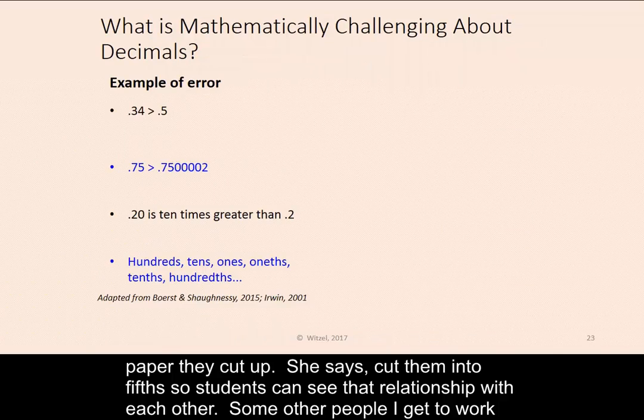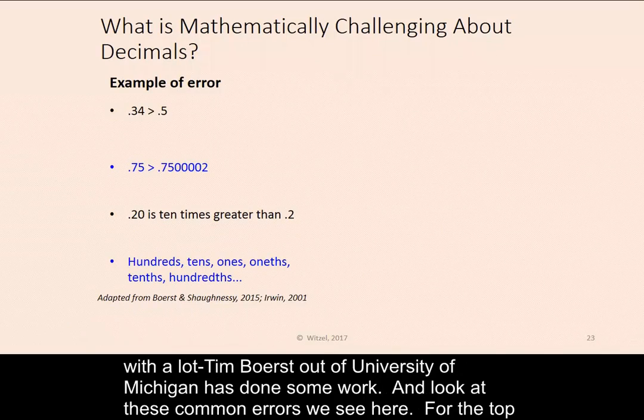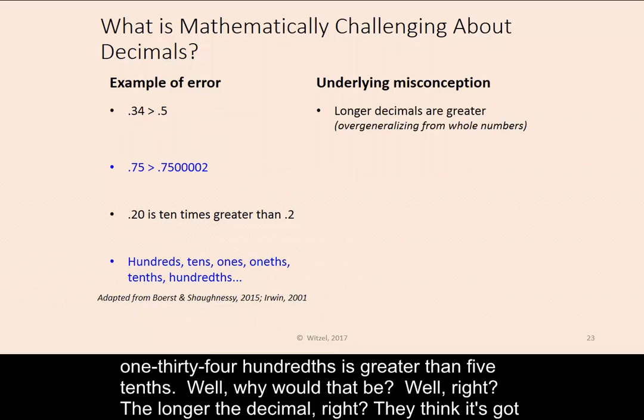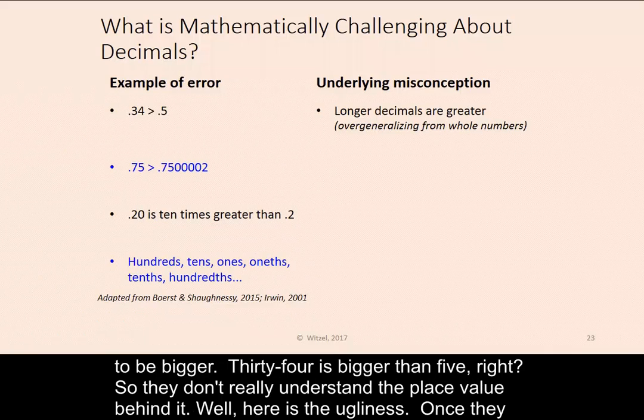Some other people I get to work with a lot. Tim Burst out of University of Michigan's done some work. And look at these common errors we see here. For the top one, 34 hundredths is greater than 5 tenths. Well, why would that be? Well, the longer the decimal, they think it's got to be bigger. 34 is bigger than 5, so they don't really understand the place value behind it.